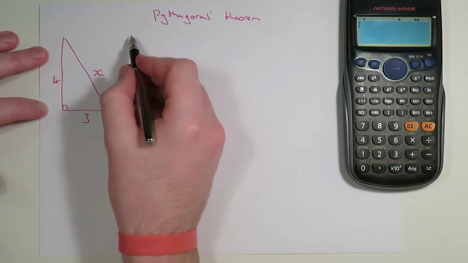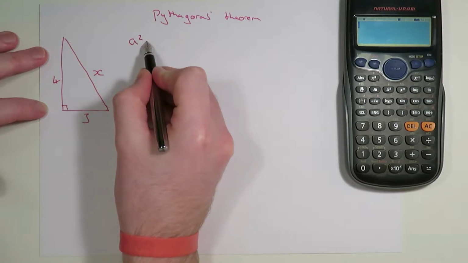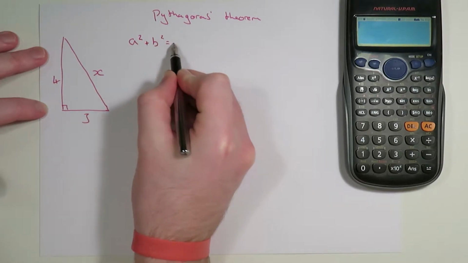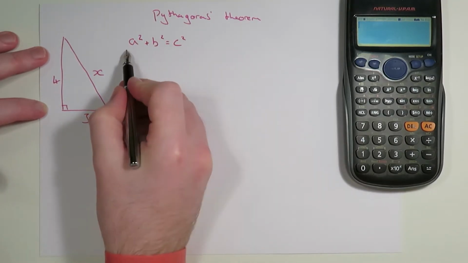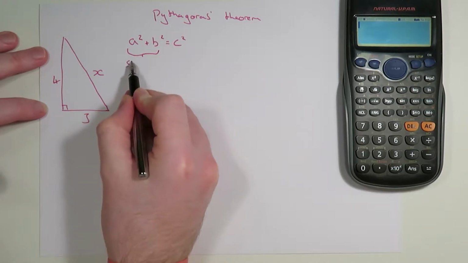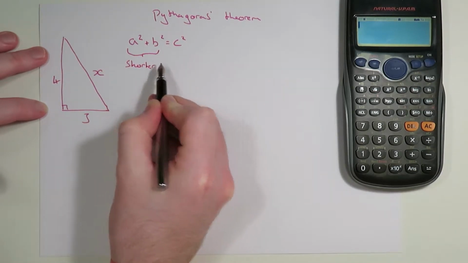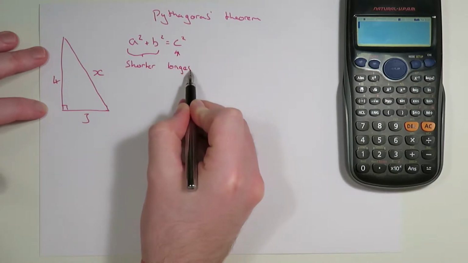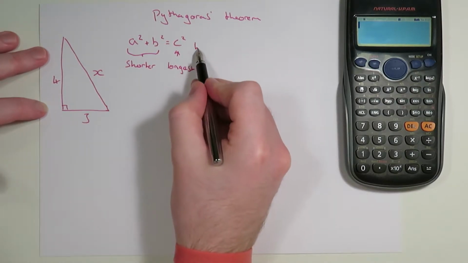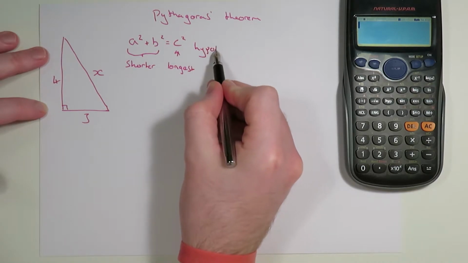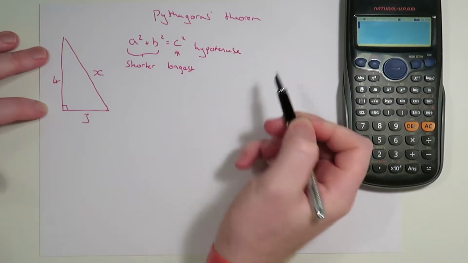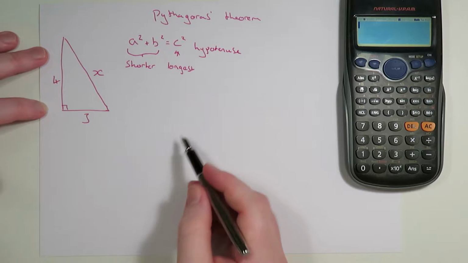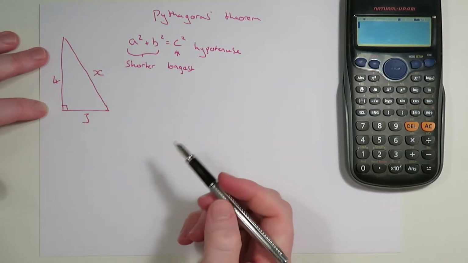Well, Pythagoras' theorem states that a squared plus b squared is equal to c squared, where these two sides here are the shorter lengths, and this side here is the longest. Now this has a special name. This is called the hypotenuse. It's just a fancy word for the longest length.